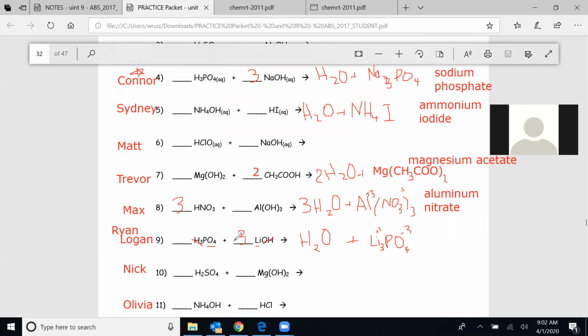And now that I know I have 3 oxygens, I got to put a 3 here. So those balance out. So now I have 3 hydrogens here plus 1 is 4. Oh, 3 hydrogens here plus 3 over here means 6 hydrogens, hence right here. And now overall I have 3 oxygens. So it comes out, and this one is called lithium phosphate.